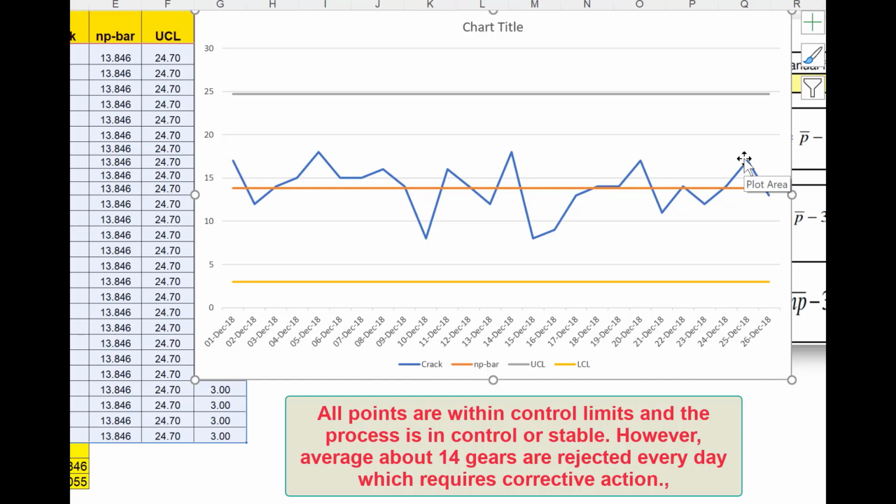So we must make efforts to reduce this rejection level. And as is usually said in the case of all attribute charts, we should take action so that these charts become redundant. In simpler words, we make the rejection 0 so that charting is not required.